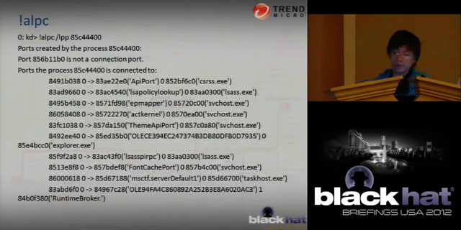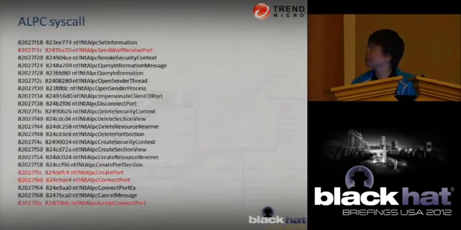To analyze ALPC, we can use the !alpc command in WinDbg to verify which processes are communicating with ALPC. You can list all ALPC communication here. Here are the APIs related to ALPC in Windows 8, and the red lines show some important APIs that we are interested in.